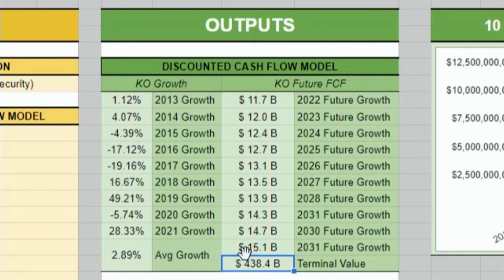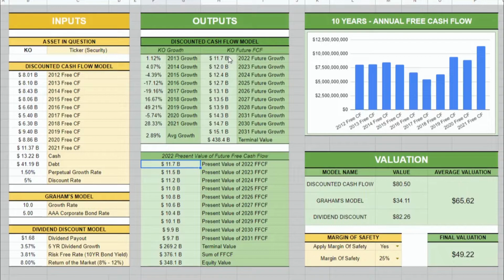And then the terminal value, meaning if the company went off into infinity, this is the type of value you could be putting on Coca-Cola. So what is the present value of all these future free cash flows? Because we know the same amount of money 10 years in the future is not going to be worth the same amount today. So in the present value of 2022, 11.7 billion, the future growth taking from the average growth. At the end of 2022, we're going to expect around $11.7 billion for Coca-Cola. And that is a present value.